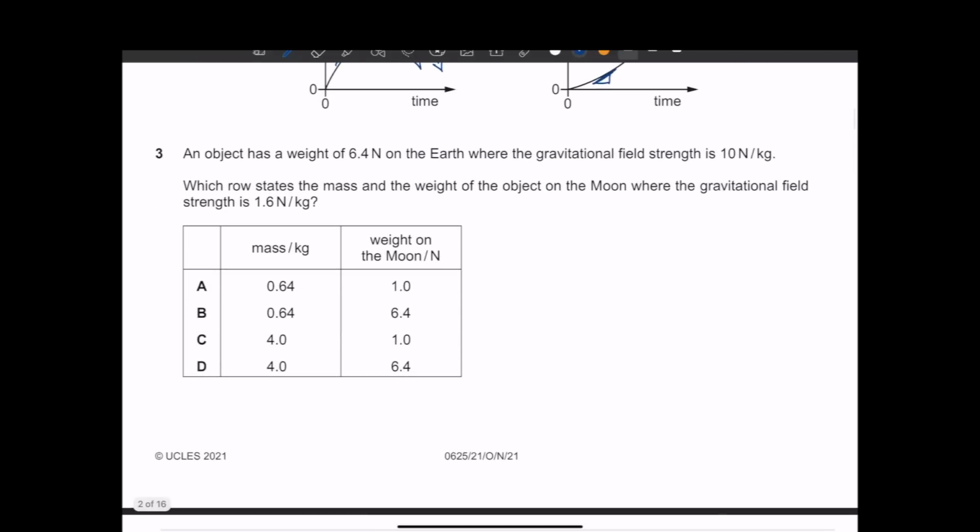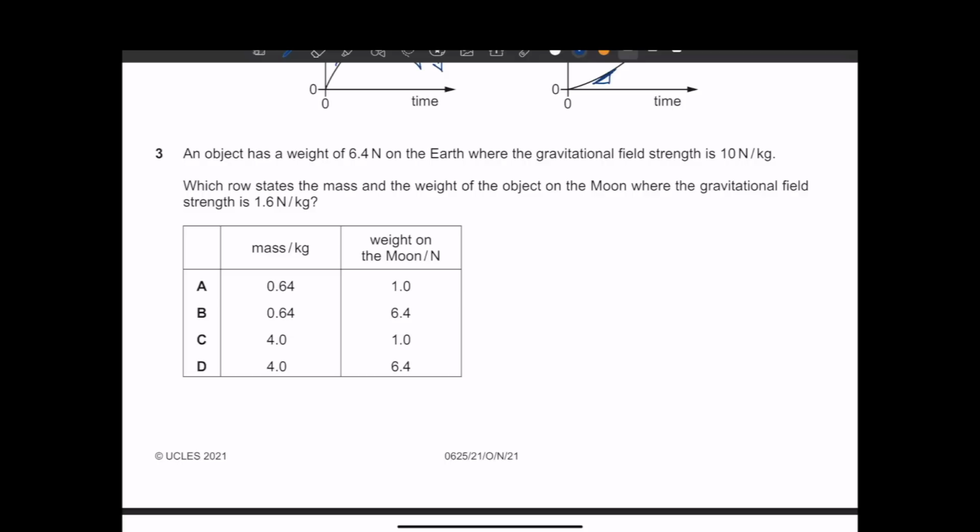For question 3, an object has a weight of 6.4 Newton on the Earth, where the gravitational field strength is 10 Newton per kilogram, as they wrote on the cover. Which row states the mass and the weight of the object on the Moon, where the gravitational field strength decreases to 1.6 Newton per kilogram? In such cases, the mass stays the same, so I'm going to choose the mass.